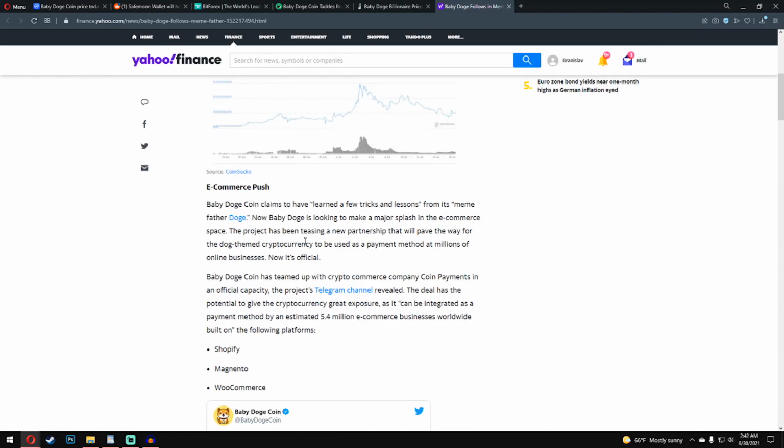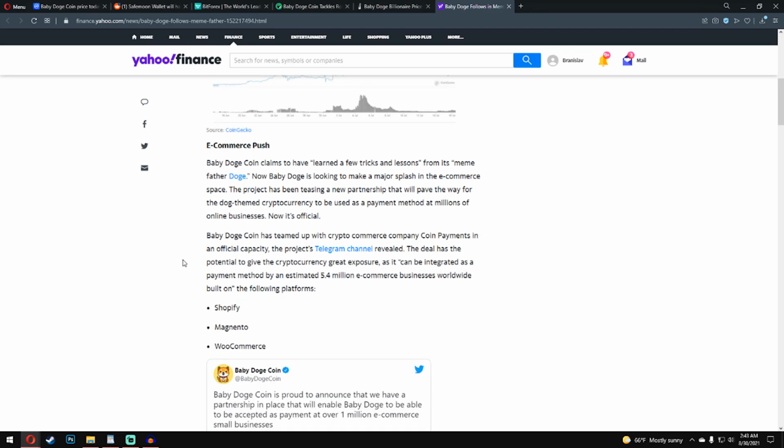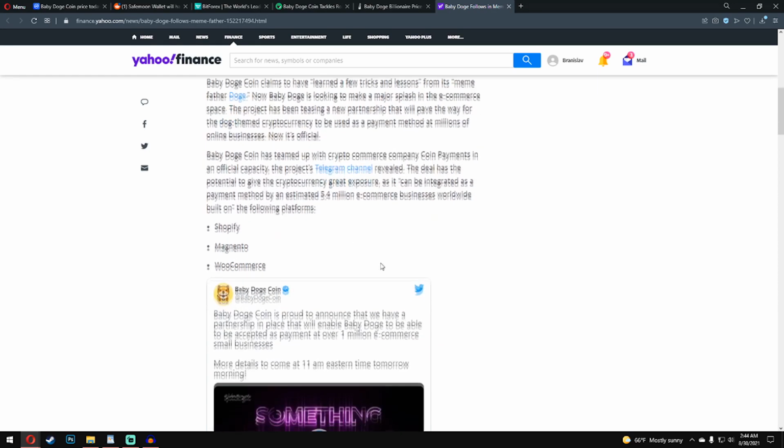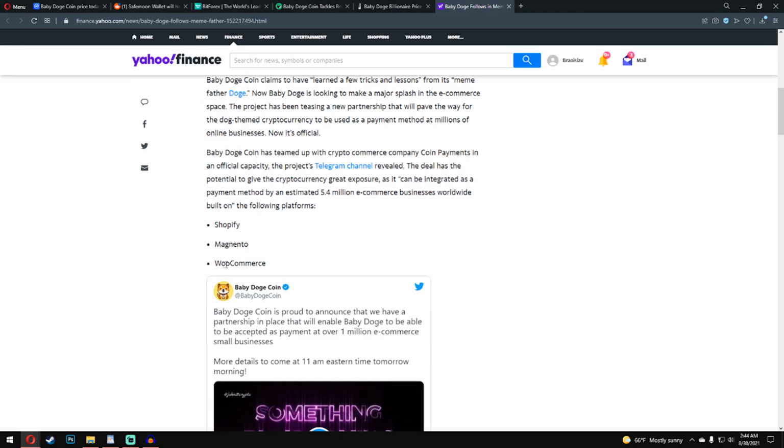Baby Dogecoin claims to have learned a few tricks and lessons from its meme father, Dogecoin. Now Baby Dogecoin is looking to make a major splash in the e-commerce space. The project has been teasing a new partnership that will pave the way for the Doge team's cryptocurrency to be used as a payment method at millions of online businesses. Now it's official. Baby Dogecoin has teamed up with crypto commerce company CoinPayments in an official capacity, the project's Telegram channel revealed. The deal has the potential to give the cryptocurrency great exposure, and it can be integrated as a payment method by an estimated 5.4 million e-commerce businesses worldwide built on the following platforms: Shopify, Magento, and WooCommerce.